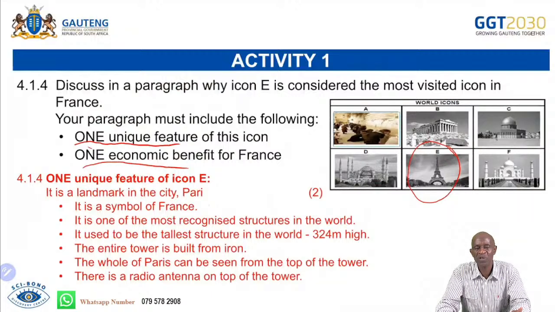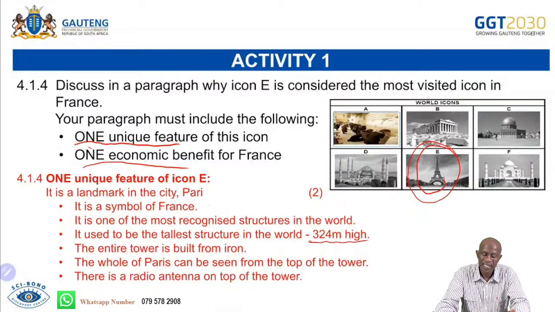Whenever they want to promote anything in France, it will always be featured. It is one of the most recognized structures in the world. It is well known universally. Everybody or many people know about the structure, the Eiffel Tower. It used to be the tallest structure in the world, and it is 324 meters high. It is one of the tallest structures in the world, measuring this height.